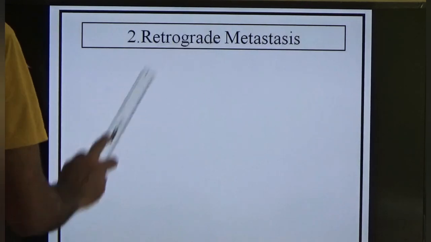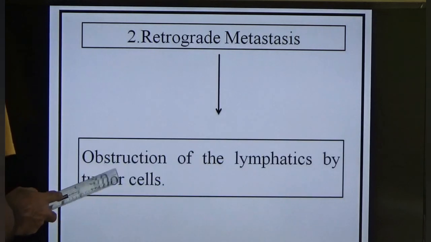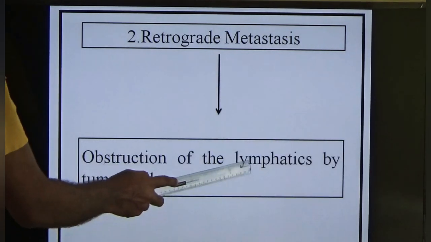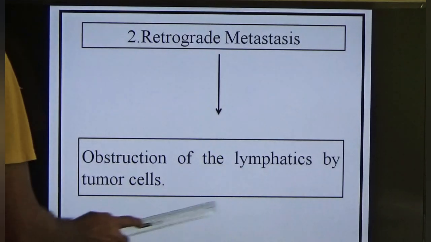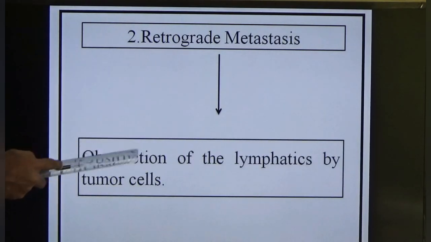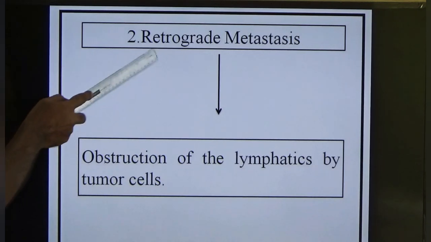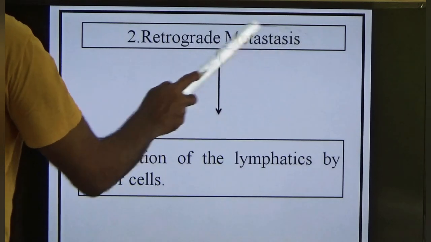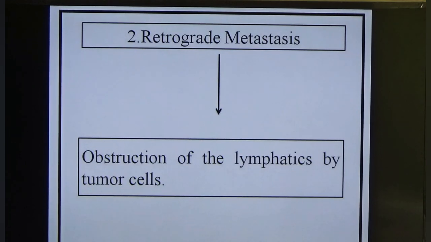Next one is retrograde. So what is retrograde? So many tumor cells accumulate in the lymphatic system. The full obstruction of the lymphatics by the tumor cells leads to the tumor cells progressing backwards and affecting other parts of the organ. That is known as retrograde metastasis.